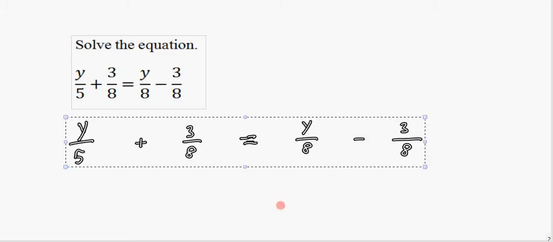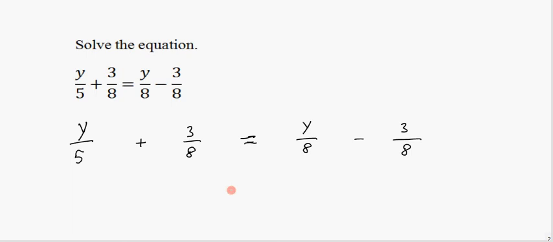All right, so here's what it looks like. I'm going to spread out the terms a little bit. It's the exact same equation. But if I multiply this side by the LCD, then that means I'm multiplying this side by 40. So I'm going to write 40 over 1 since all these are fractions. But when we do this, we have to use the distributive property, and 40 gets distributed through the parentheses. It's just going to look like that, 40 times y over 5 and 40 times 3 over 8.